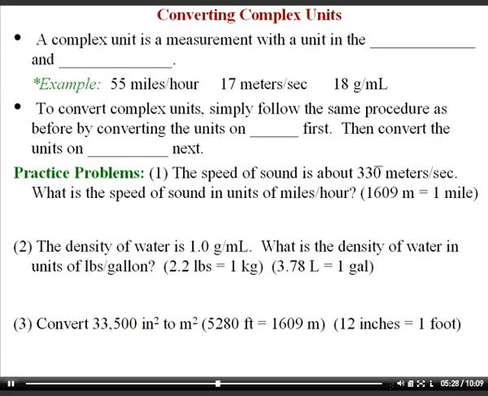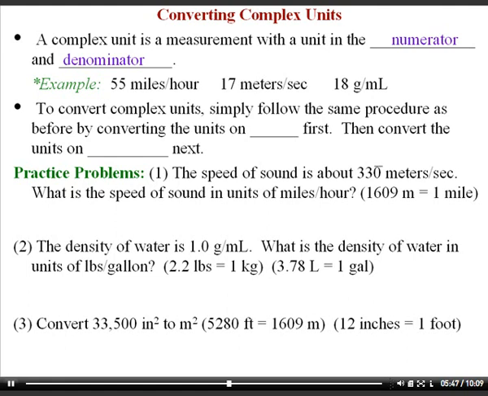The last slide is converting complex units, and that's a measurement with a unit that's in the numerator and a unit that's in the denominator. And we've seen this before in the last chapter when we had density, like 18 grams per milliliter. That's a complex unit because there's a unit on top and bottom. Velocity is also a complex unit like miles per hour or meters per second.